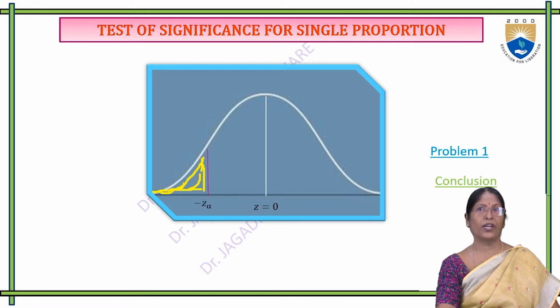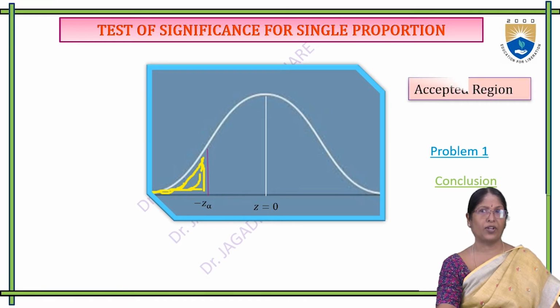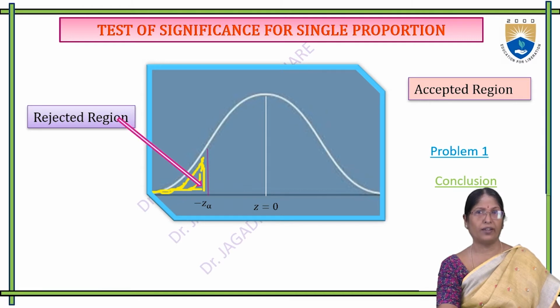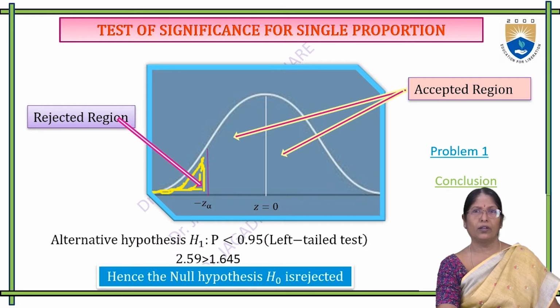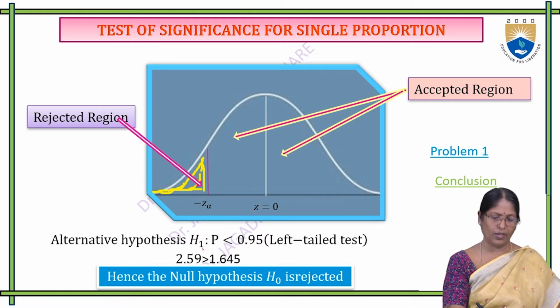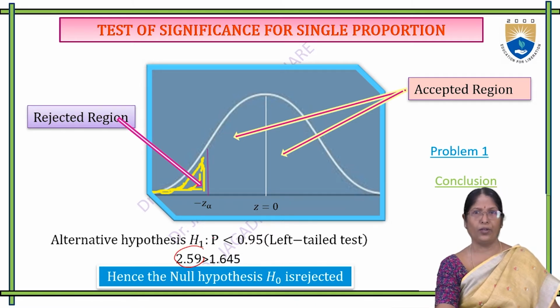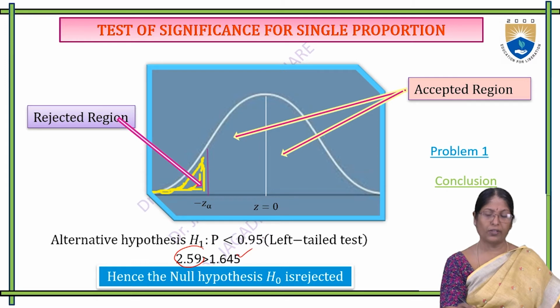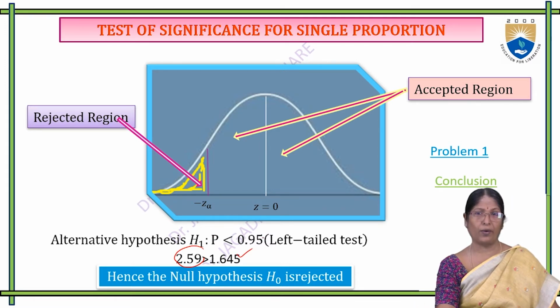So we can see our accepted and rejected regions here. It is a left-tailed test, the graphical representation with the arrows marked. Here, 2.59 is our calculated value. Our tabulated value is 1.645. The tabulated value is less. That is why the null hypothesis H0 is rejected.